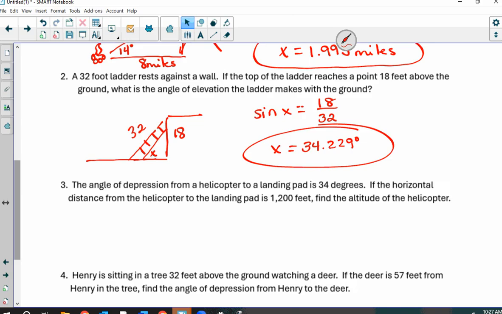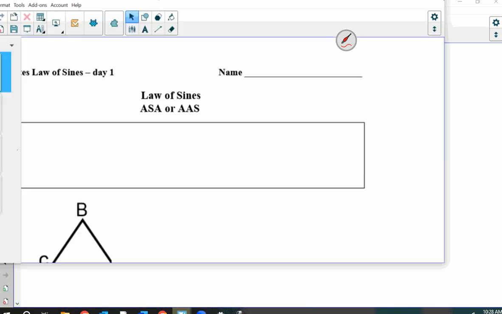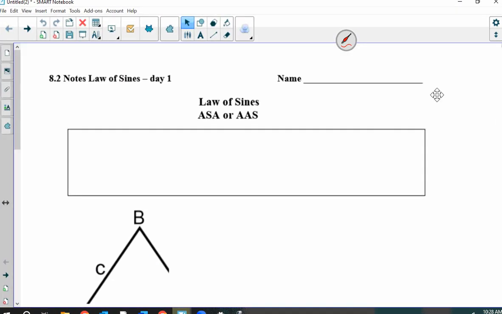Questions on this? This is basically 8-1 that we've done so far: the basic right triangle trig stuff, angles of elevation, depression. Not bad? Okay. We are going to do law of sines next, so turn the page in your notes. We're skipping those last two just for timing. We're already on to 8-2. We are cruising.